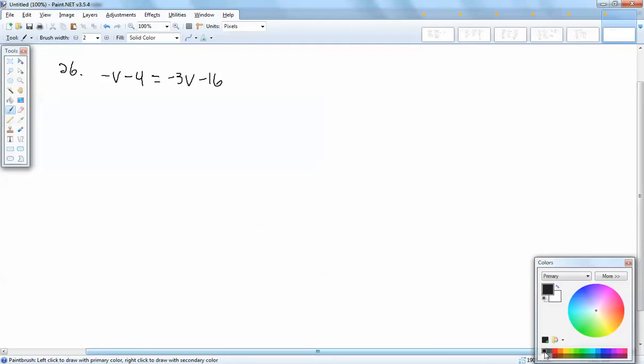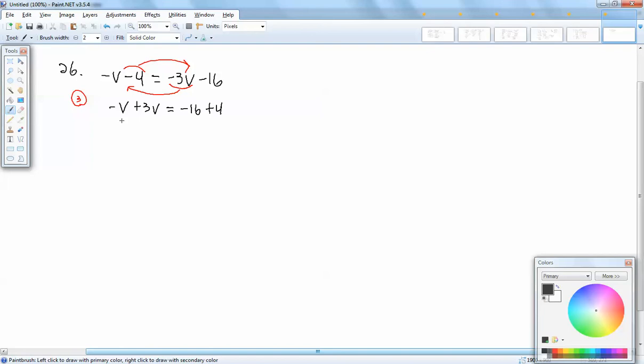Okay, first step, get rid of parentheses. Don't have any. Second step, get rid of fractions. Don't have any. Third step, get everything with a v on one side, everything else on the other. So I'll take negative 3v over there, and I'll take this number over here. Take anything across the equals, your sign changes. Negative 3v becomes a positive 3v. The negative 4 becomes a positive 4.